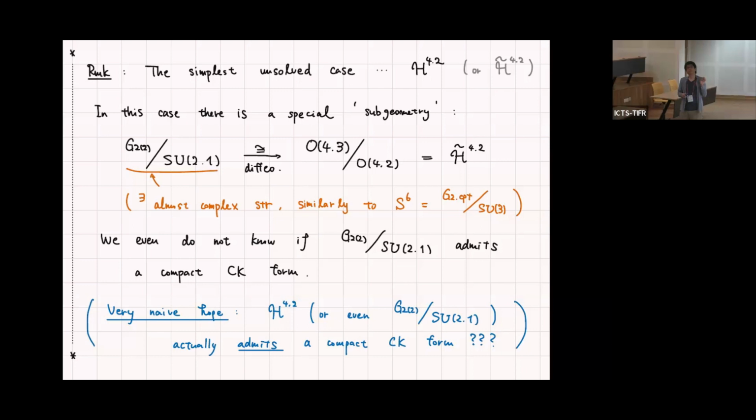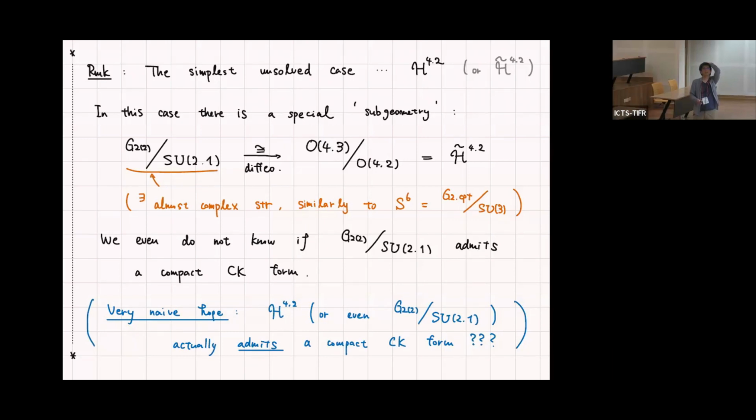Another remark is that the simplest unsolved case for H^{p,q} is the case of H^{4,2}. In this case, there is a special subgeometry of H^{4,2}. For simplicity, I take a universal cover. In this case, this is O(4,3) mod O(4,2), and it has a subgeometry G2(2) mod SU(2,1). This is diffeomorphic via the natural inclusion map from this non-compact form G2 inside O(4,3). This diffeomorphism is a non-compact version of the existence of the almost complex structure on S^6.